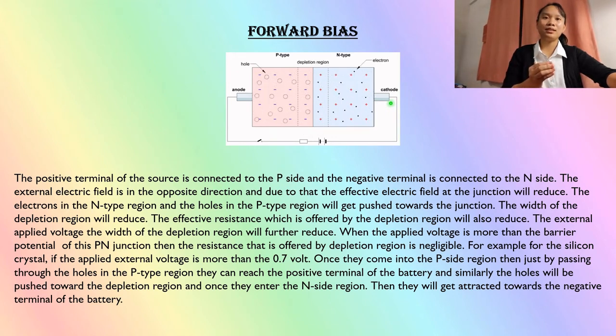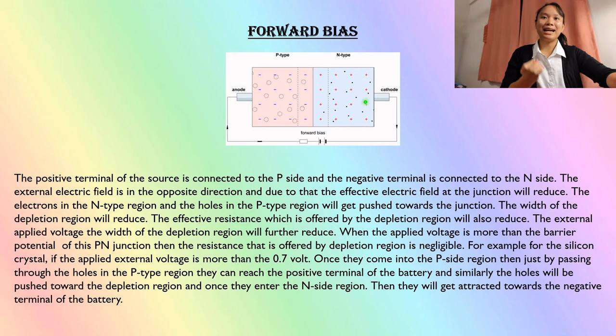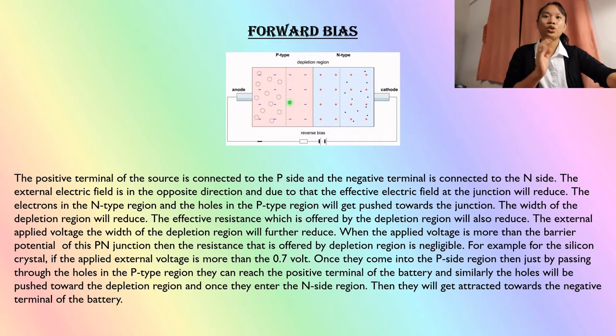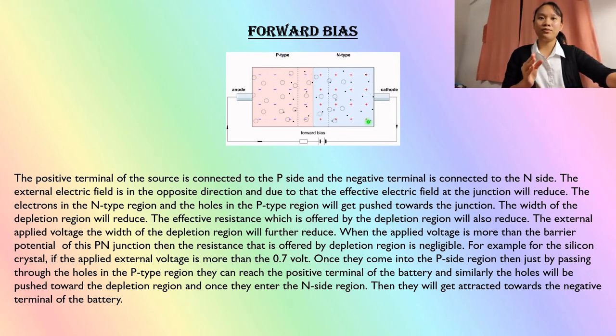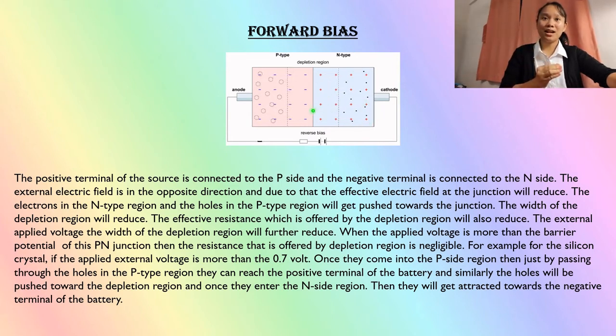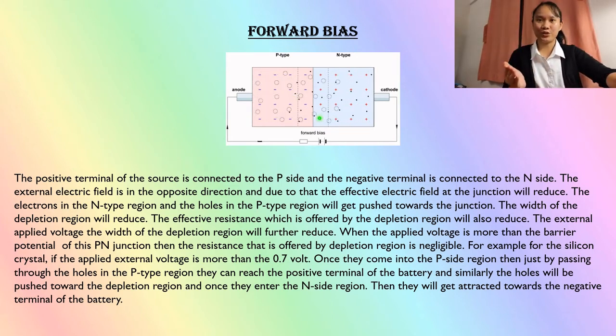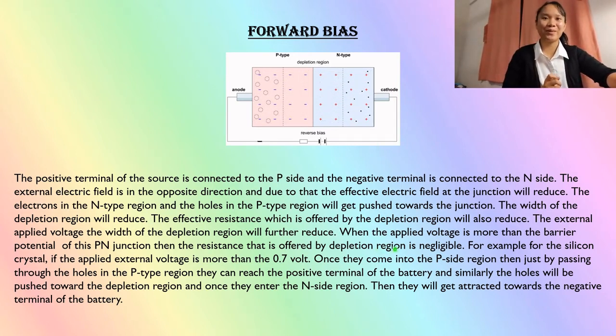So the external electric field is in the opposite direction, and due to that, the effective electric field at the junction will reduce. The electrons in the N-type region and the holes in the P-type region will get pushed toward the junction. The width of the depletion region will reduce. The effective resistance offered by the depletion region will also reduce. That means if the width of the depletion region reduces, the resistance also reduces.